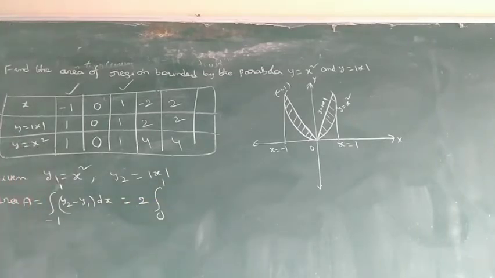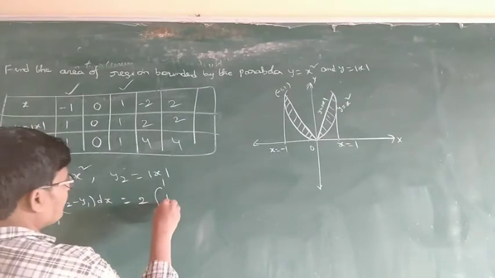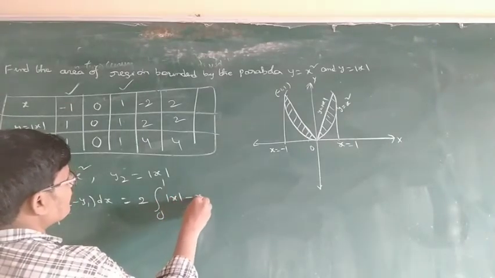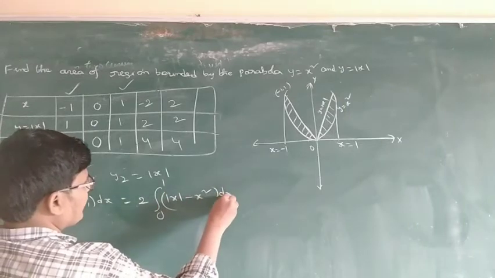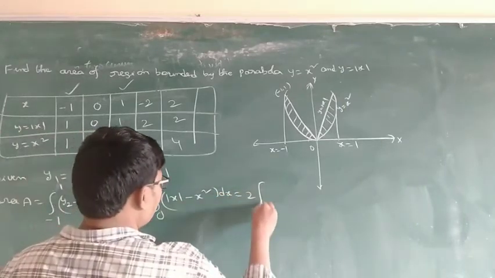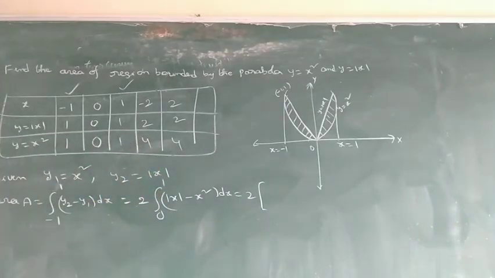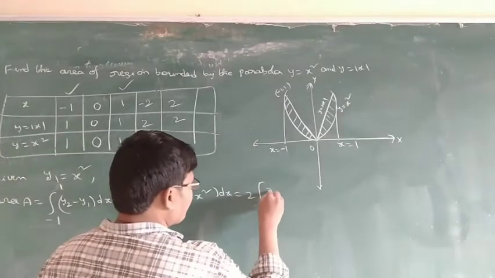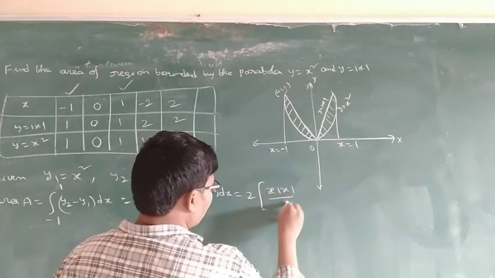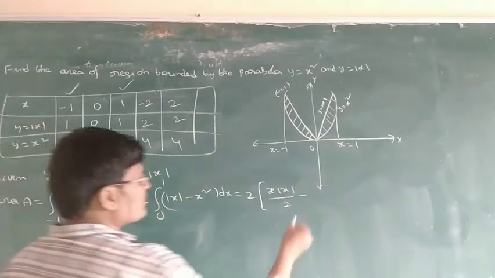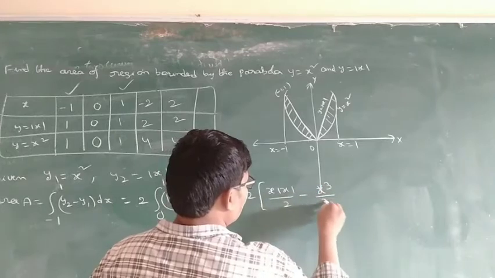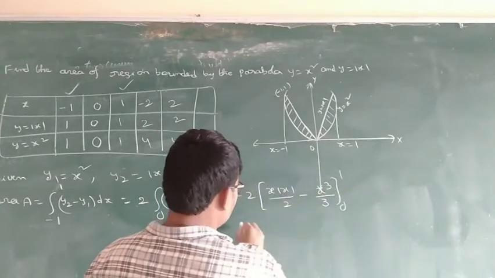What is the property? Integral from minus a to a of f of x dx is equal to 2 into integral from 0 to a of f of x dx. So this is 0 to 1, y2 mod x minus y1 equal to x square dx. So 2 into the integral of mod x, already discussed. Integral of mod x is x mod x by 2 minus the integral of x square, which is x cube by 3, over the integral 0 to 1.